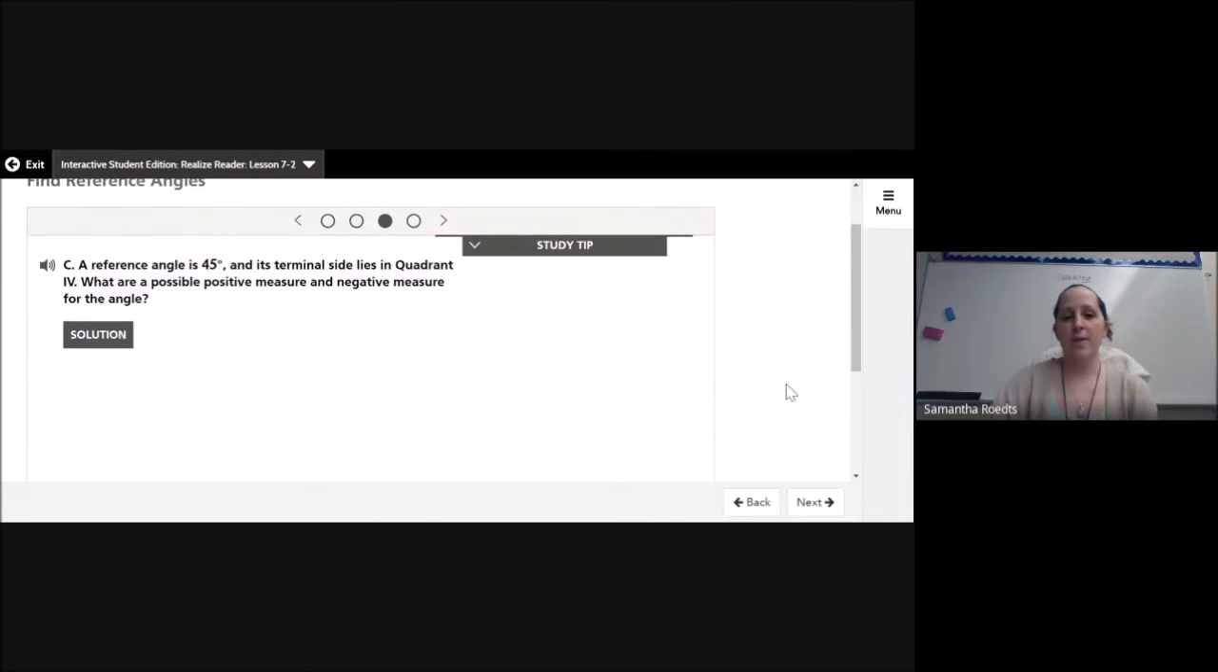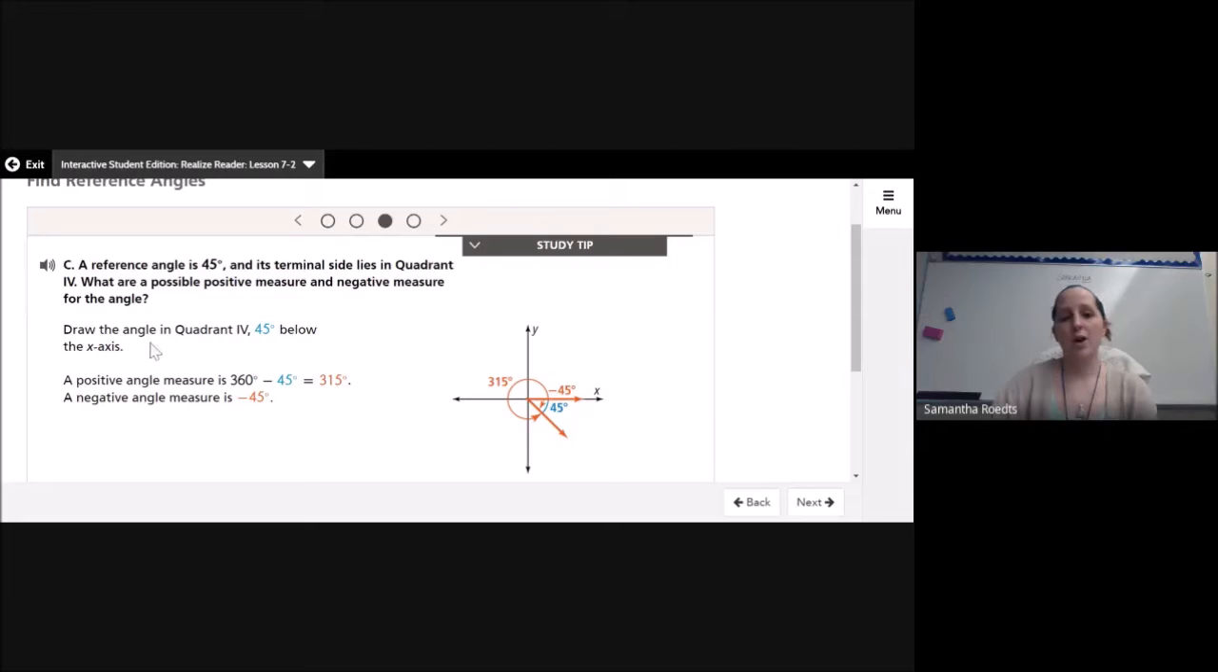The reference angle is 45 degrees and its terminal side lies in quadrant 4. What are the possible positive measures and negative measures for the angle? So I draw the angle in quadrant 4, 45 degrees below the x-axis. So here it is, 45 degrees below the x-axis. A positive angle measure is 360 minus 45, which gives me 315. So I start here and I go all the way around, I get 315, and my negative angle measure is negative 45. So they gave me the reference angle of 45 degrees and where it was. Okay, and then I solved from there.